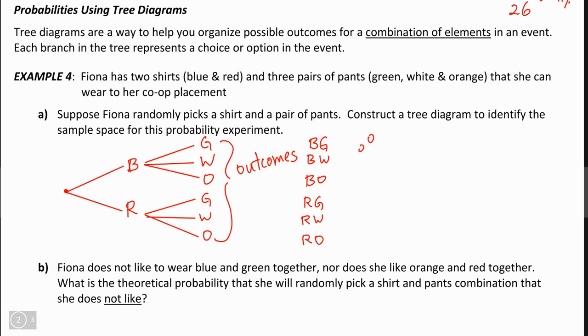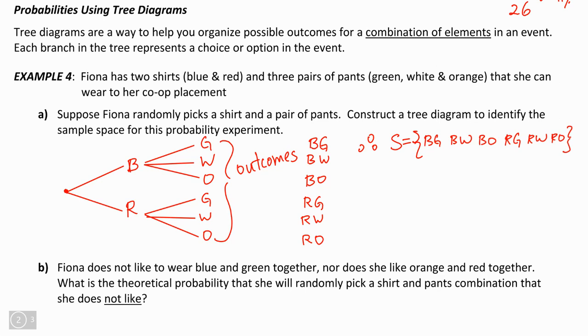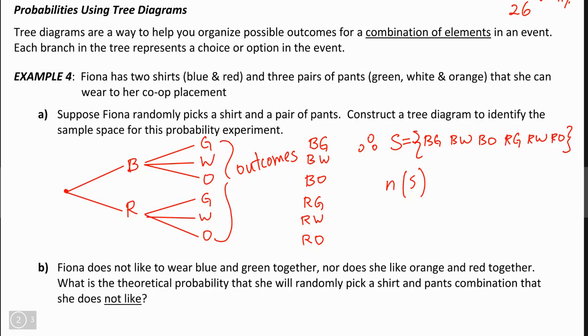So therefore, the sample space is going to be all of these 6 outcomes. So blue, green, blue, white, blue, orange, red, green, red, white, red, orange. Okay, and you're perfectly okay to write your sets like this as shorthand letters. You don't have to write the whole thing; it'll take you a long time. I'm fine with just using letters. So we're going to say here the number of outcomes in our sample space is 6. So 6 outcomes.